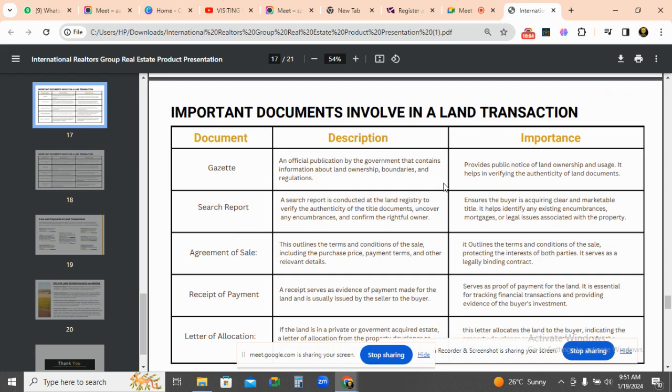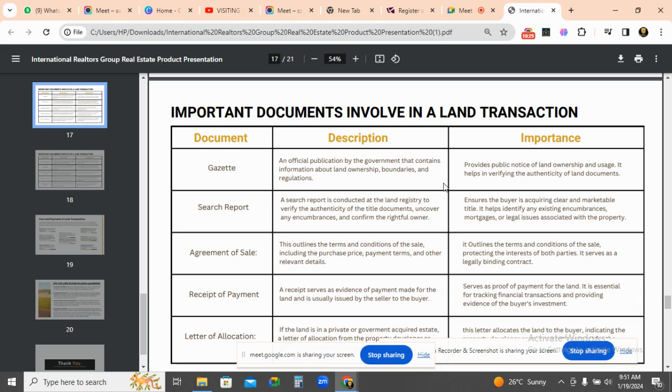This is the boundary of this land. This is the measurement of this land, and this is the regulation that is on this land. So that is what the Gazette does, right? It allows everybody in the public to know the authenticity of the land documents. You understand? So the first thing about a land is that it needs to have a gazette.